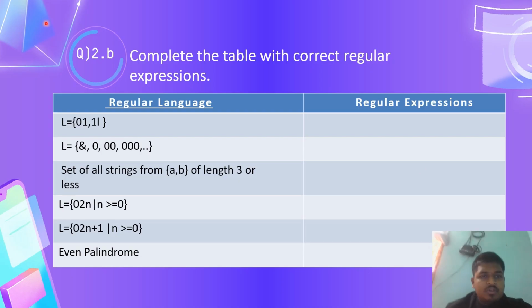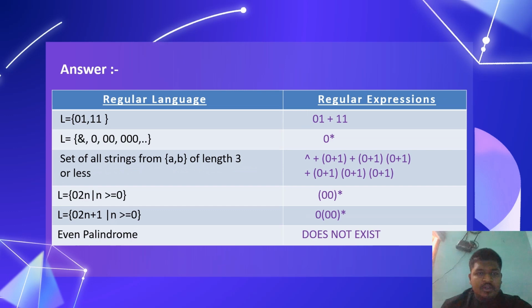Now see question number two B. Complete the table with the correct regular expression. Here are the regular languages, and fill in the regular expression on the basis of each language. Here are the answers. For the language L equals 0111, the regular expression is 01 plus 11. For L equals 0^n, and so on, the regular expression is 0 Kleene star.